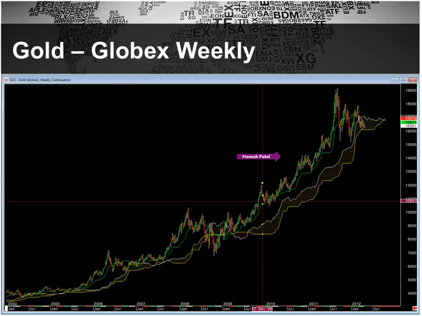This next chart here is basically gold, Globex weekly. If you look here, a lot of people started hearing about gold when it was basically at 1,600 and so forth, which is right around here. If you look when it first broke out of the cloud, where it was bearish and in the cloud, it was back here in 2009. And if you look here, basically this is when you should have sat there and got into gold.